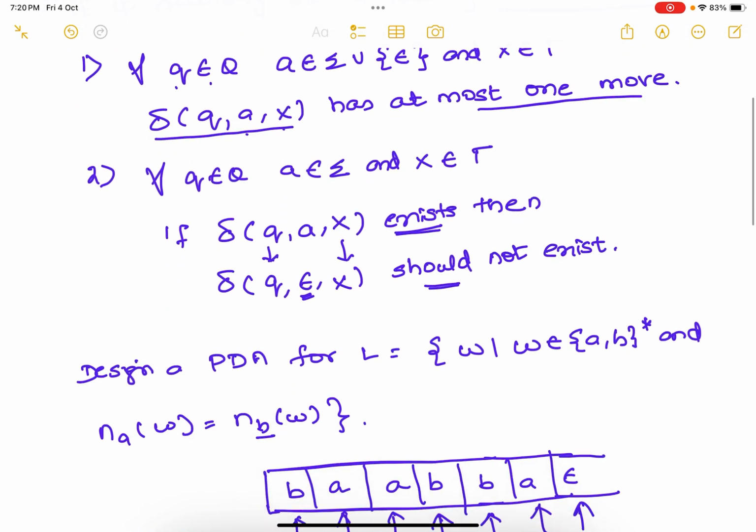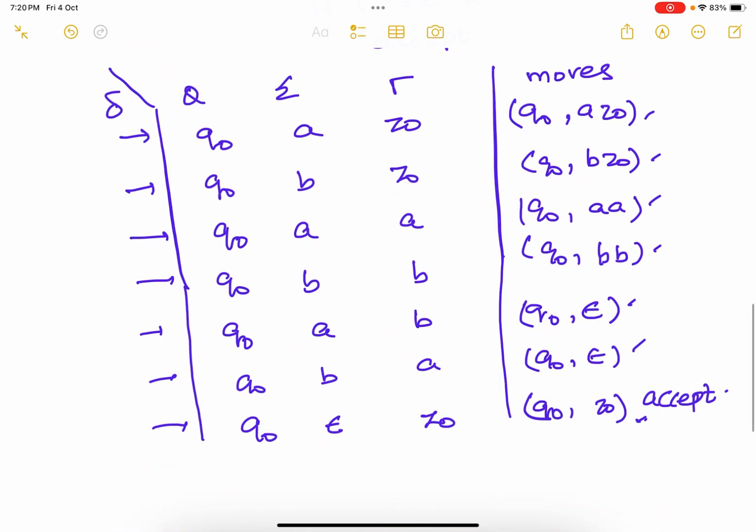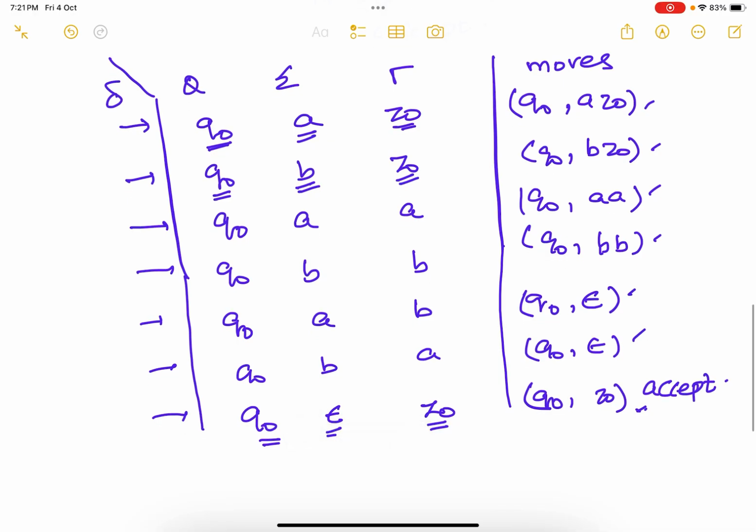Second condition: if for some delta of Q, A, X, for some input symbol and for some stack symbol, this condition exists, then for the same state and for the same stack symbol, epsilon should not be in the tape. So we will consider this epsilon transition. For this Q0, this epsilon Z0 exists. So for the same Q0 and Z0, some other tape symbol should not exist. But see here, for Q0, Z0, we have a transition with input symbol A and also B. So by rule number 2, this particular example is non-deterministic.